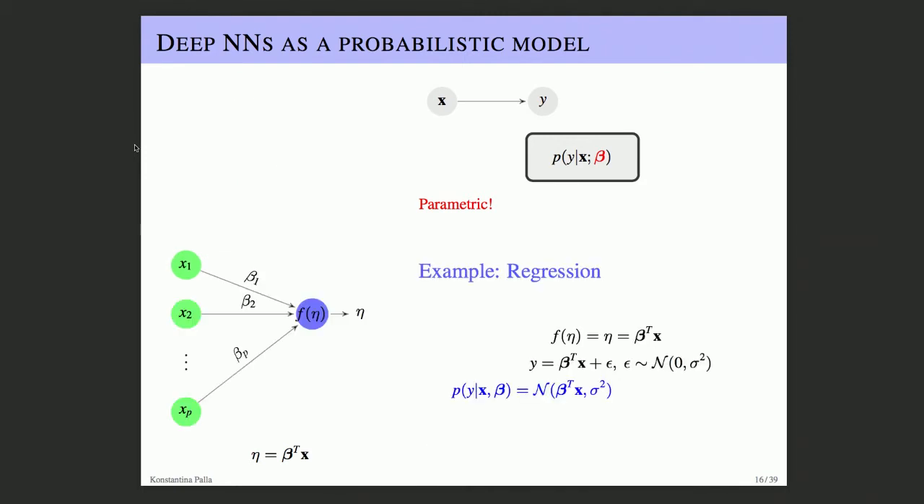Example, to make it more clear, an example of regression. In the regression, the output of the network, the activation function f, is the identity. That means that it gives as an output just the linear component, the linear combination of the input. By doing so, the value y, the observation, is given by the output of the network plus some noise. And the noise comes from a Gaussian distribution.